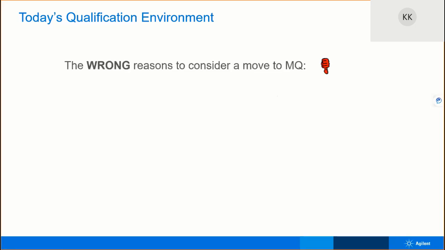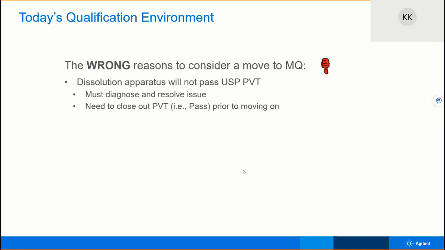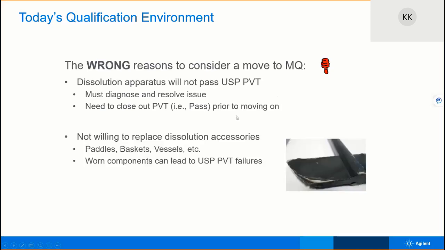So what are the wrong reasons really to consider a move to mechanical qualification? The apparatus will not pass the PVT, right? You cannot just do a PVT, see it fails, and then you do an MQ and say, oh, now it passed. You must diagnose and resolve the issue that you've seen during the PVT, and you need to close out your PVT. You have to pass prior to moving on, right?